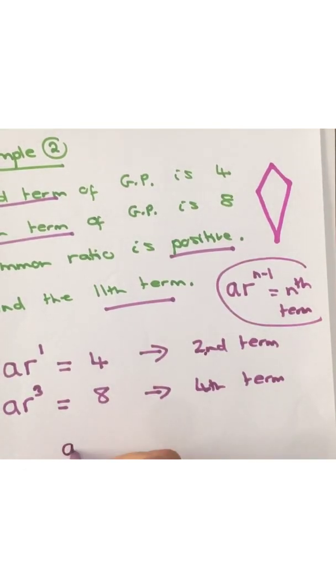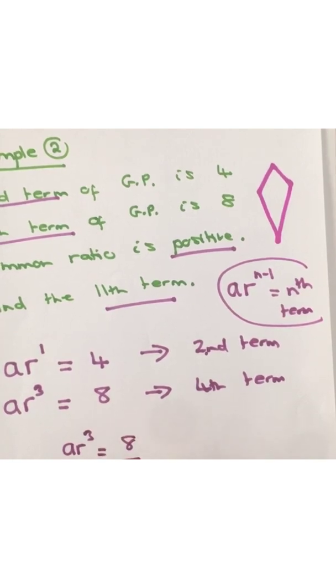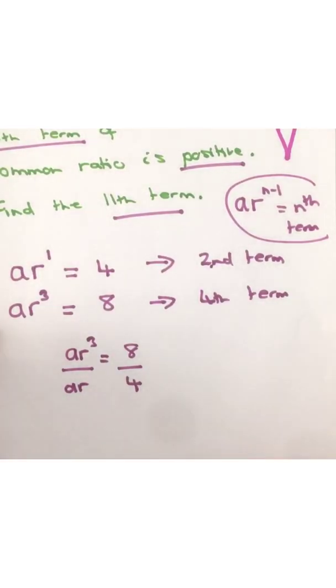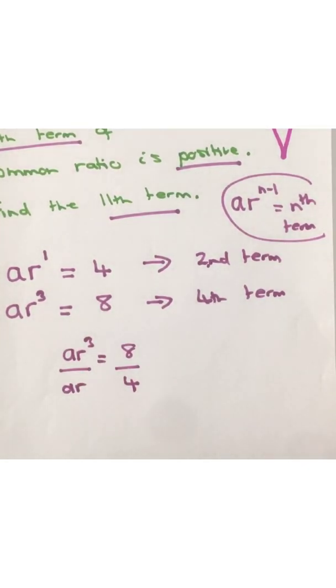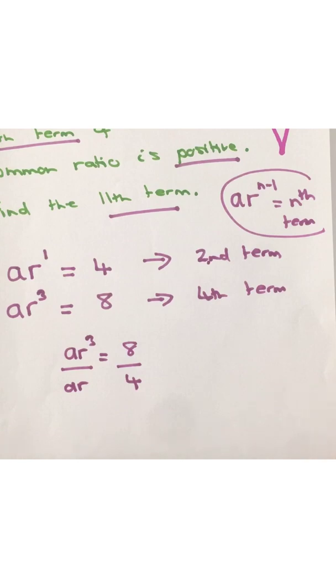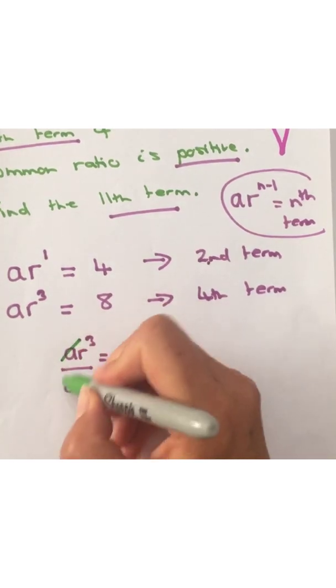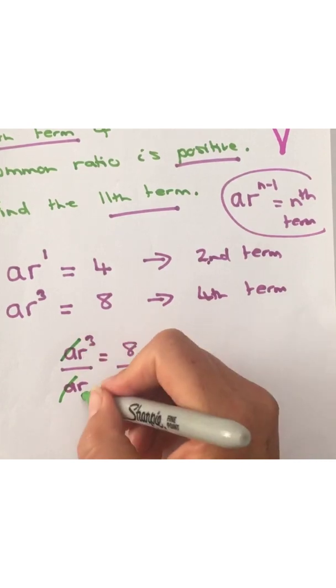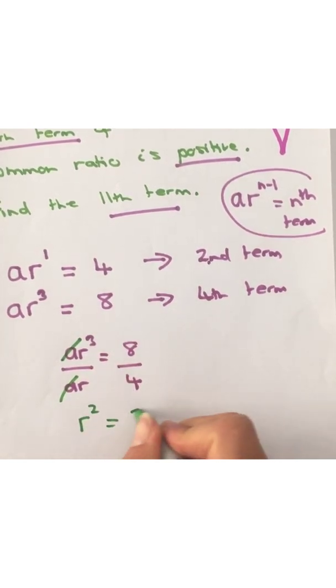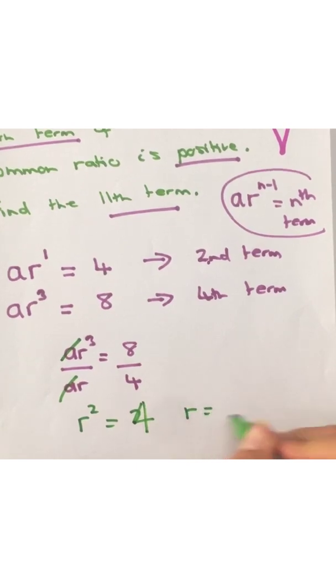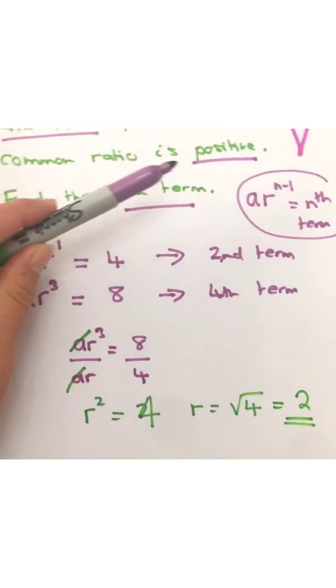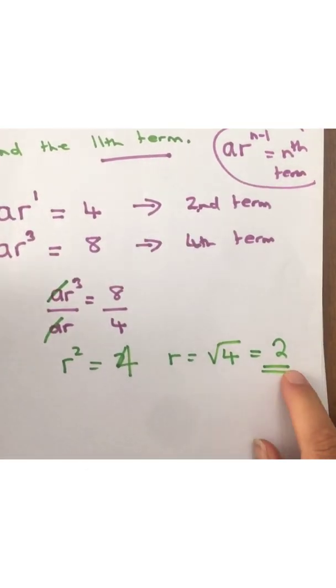So what I'm going to do is divide the second equation by the top equation. Like simultaneous equations, I can add, subtract, multiply or divide. And what you see here is that my A's will cancel and R cubed divided by R will be R squared. So R squared is 4. So R is the square root of 4, which is 2. And you're told that the common ratio is positive, so it has to be +2.